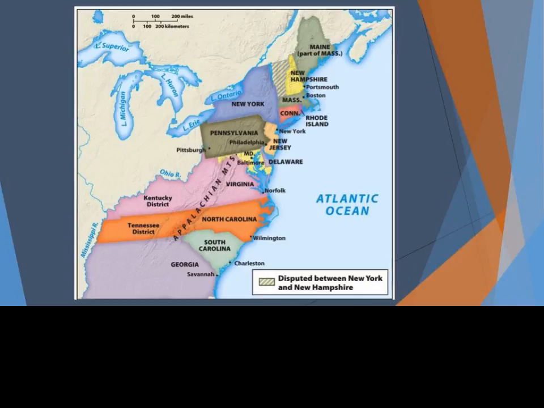Okay, and so you've seen this before. The colonies in the Americas that gained their independence from Great Britain. And you'll see right here, Vermont was a disputed land between New York and New Hampshire. Later it became its own state. And at the time, Maine is part of Massachusetts.